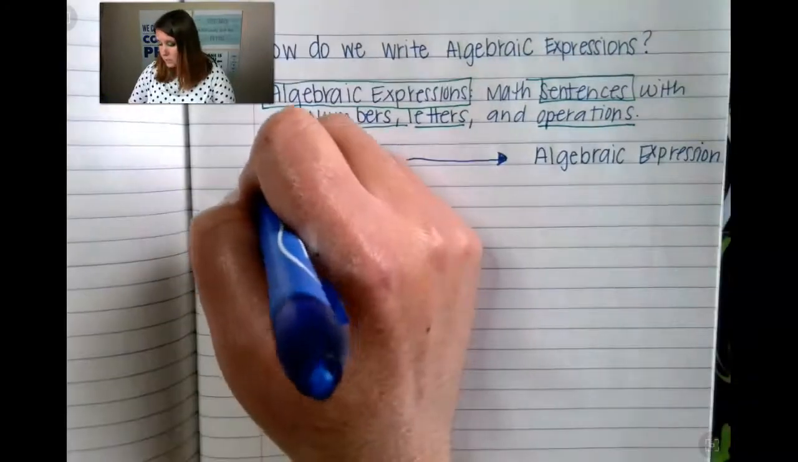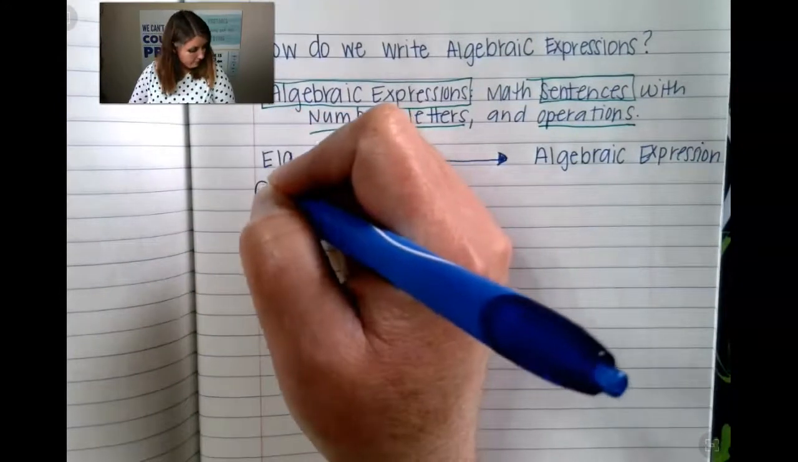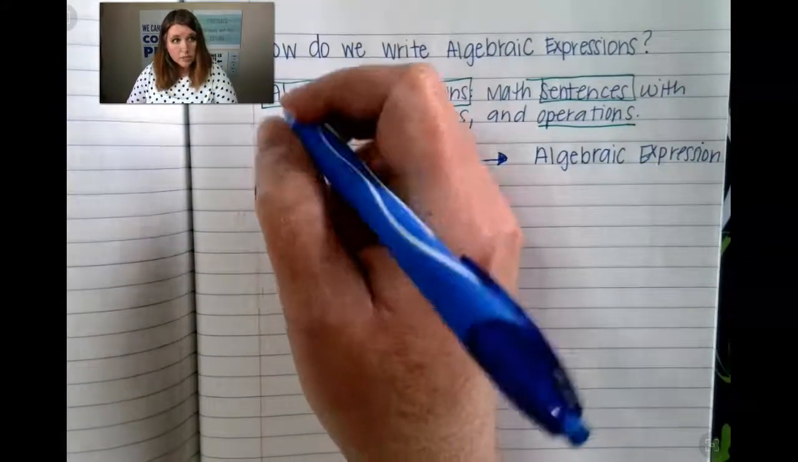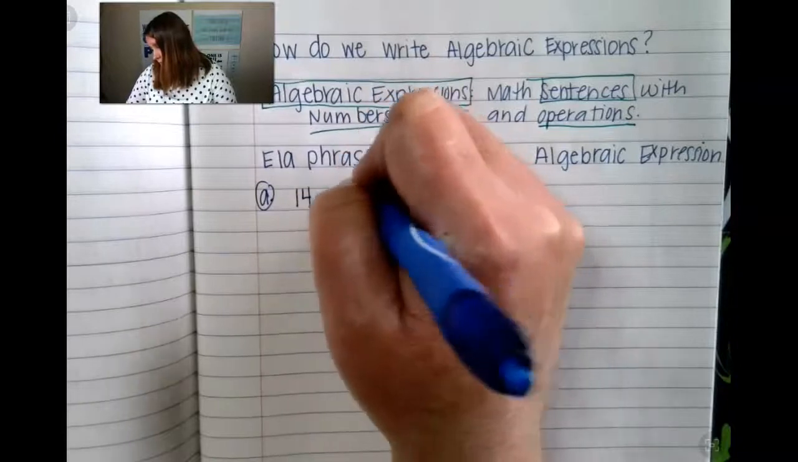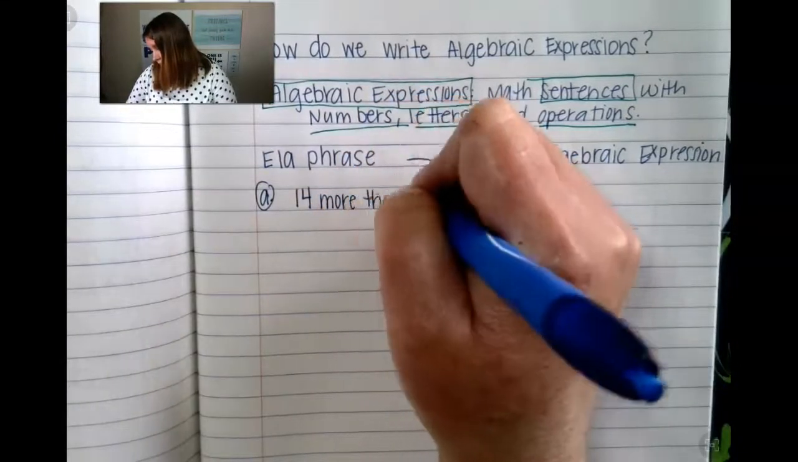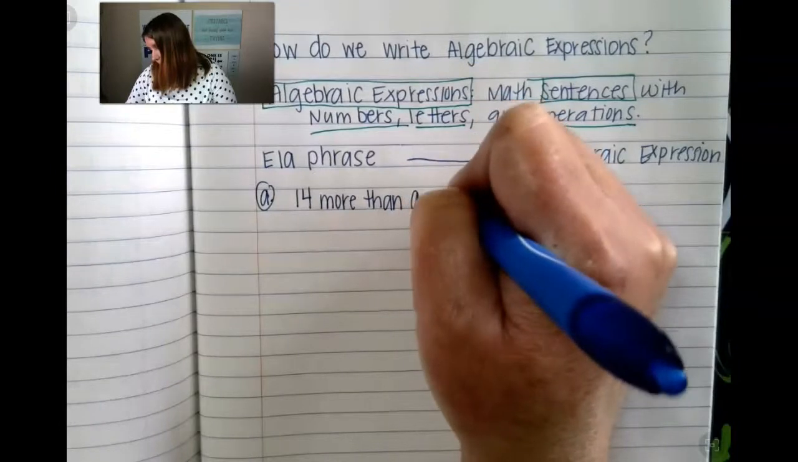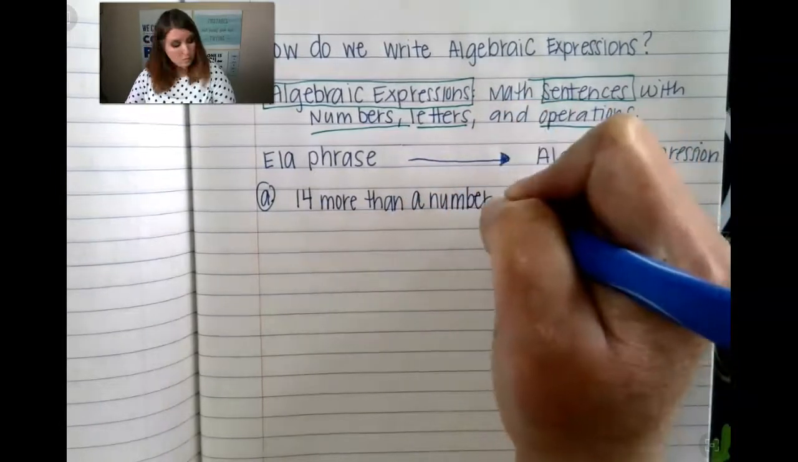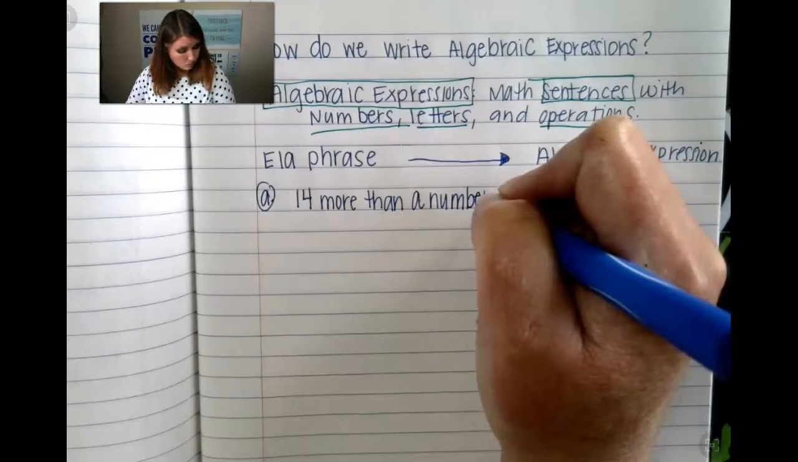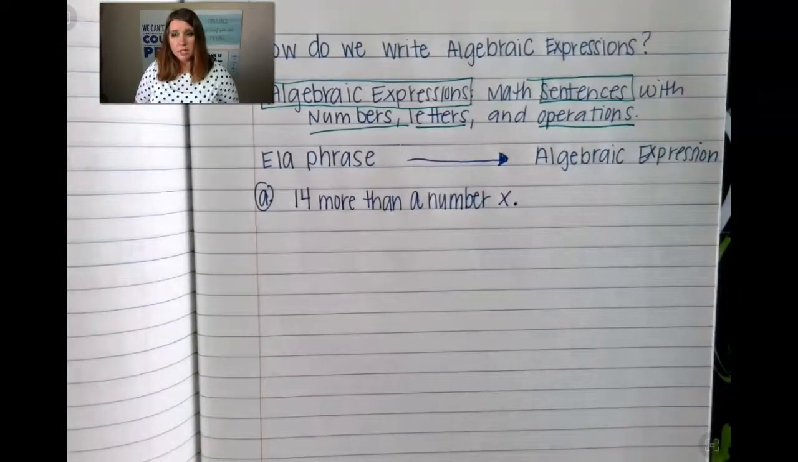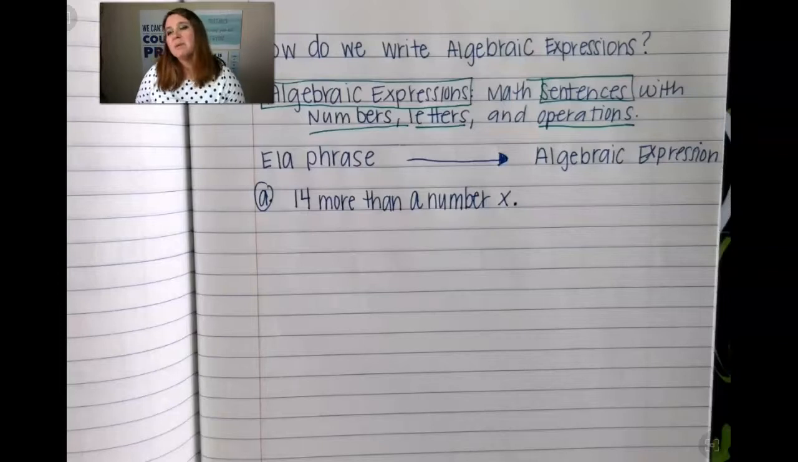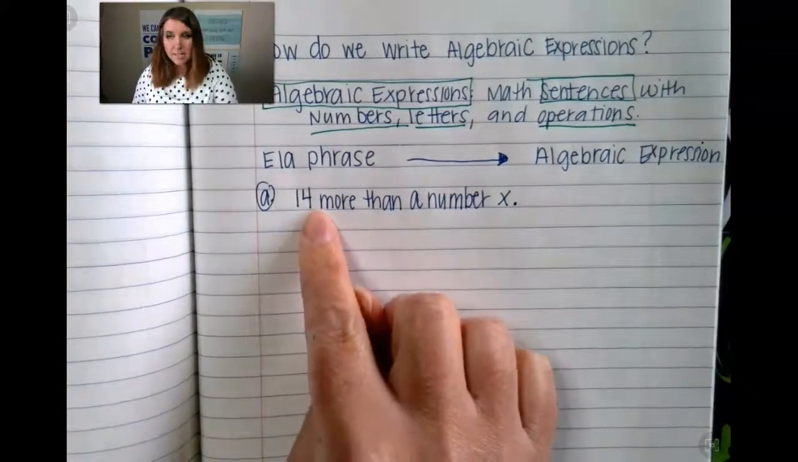So our first one that we're going to look at is 14 more than a number X. All right, right off the bat, they have us looking for some buried treasure. Just kidding. Okay, so 14 more than a number X. So we have to look at our clue word here. Our clue word is more than.